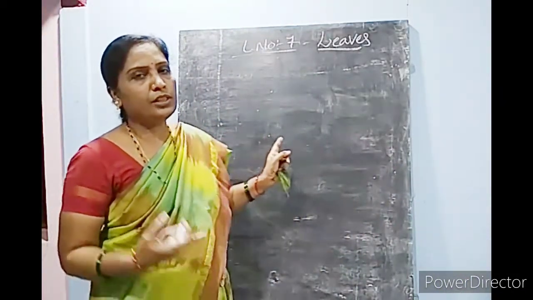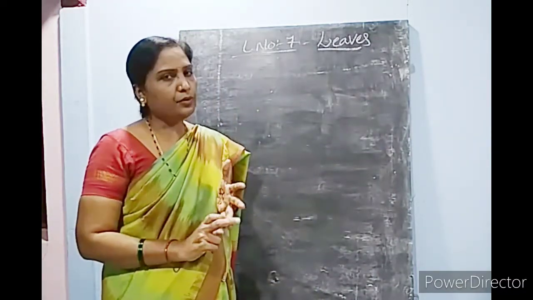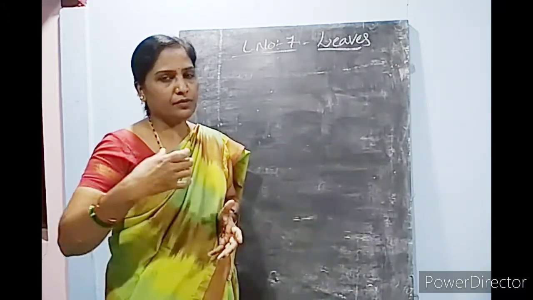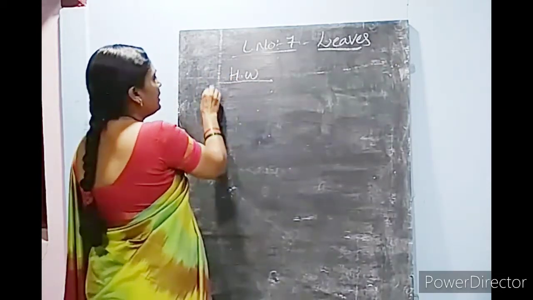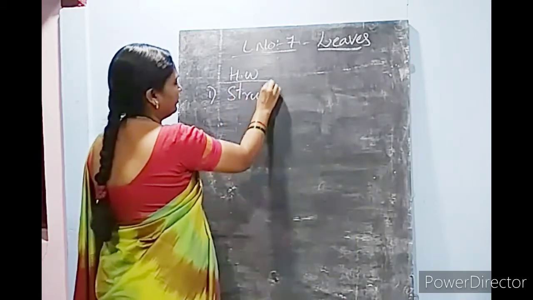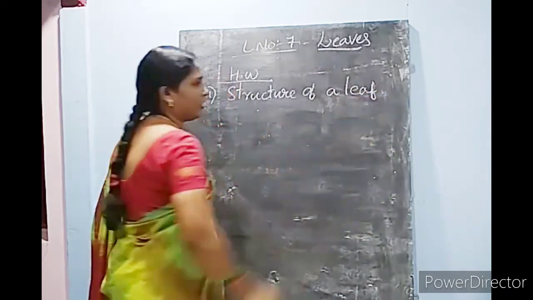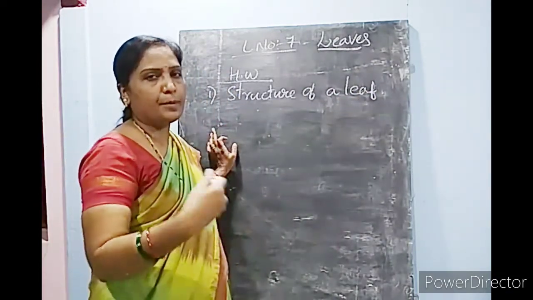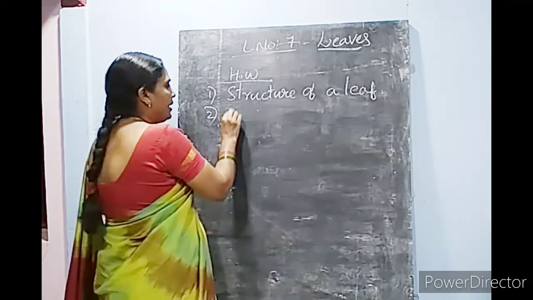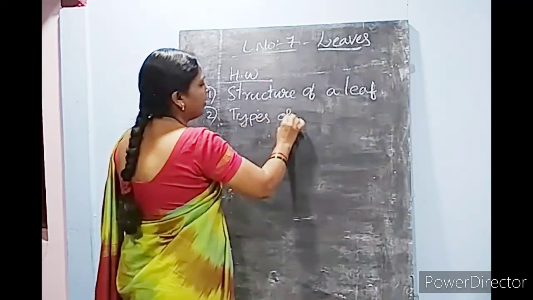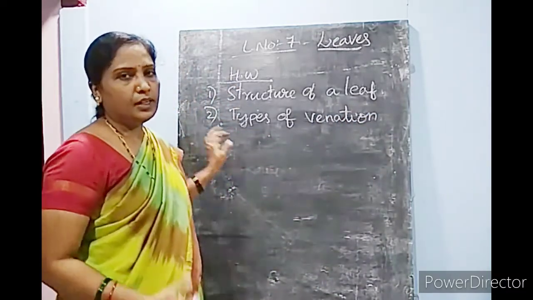So in today's class, you learned about leaves, children, types of leaves. The venation you learned, the structure of the leaf you learned, and the functions of the leaf also you learned, right? And your today's homework is, draw the diagram of the structure of a leaf and label the parts. Neatly draw the diagram and label all the parts which are present in a leaf. And you also draw the types of venations and label them.